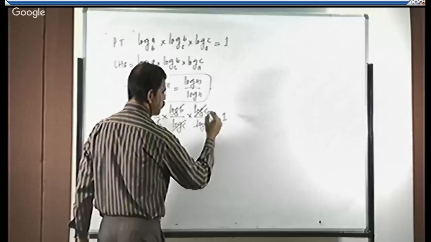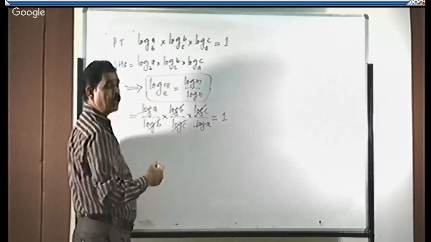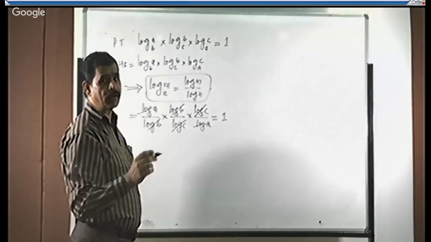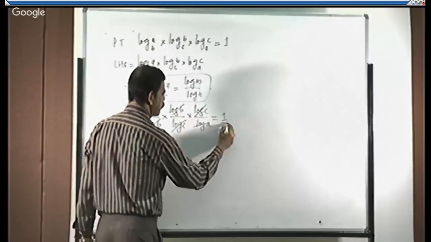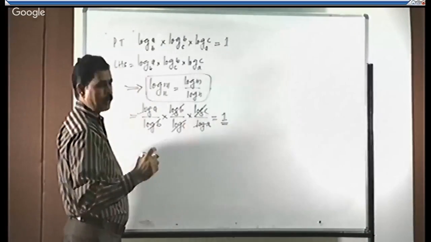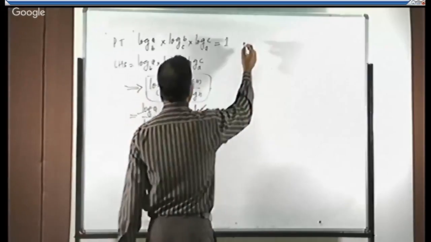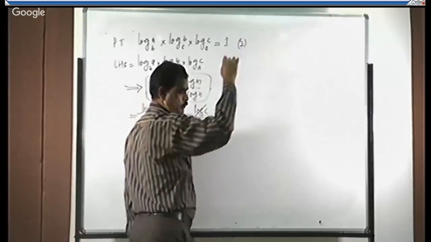Don't consider it 0. Someone may say both numerator and denominator cancel, that's why it is 0. No, it is not at all. It is a ratio. They are cancelling each other, therefore we are getting 1. Right? Second problem.